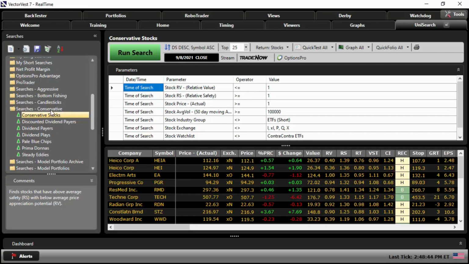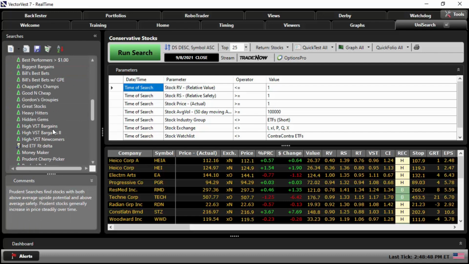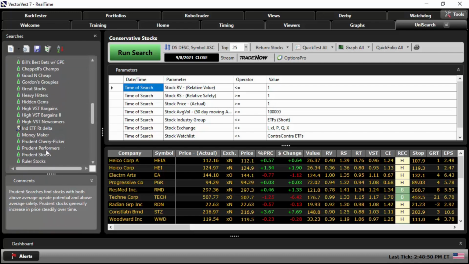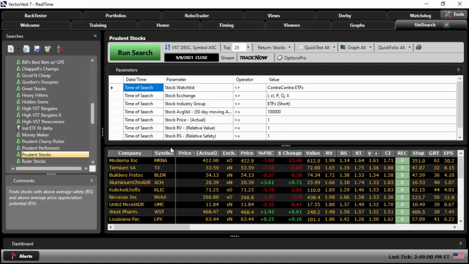As we move to the next folder, search as prudent, we have prudent stocks down here at the bottom. And here we can see the RV and RS both have to be greater than 1, and it's using VST in descending order to bring the highest VST stocks that meet the prudent category right to the top.